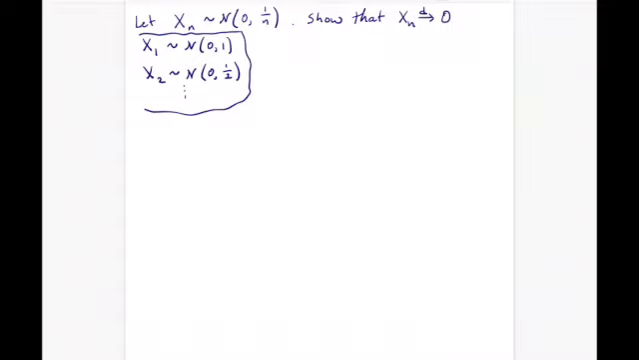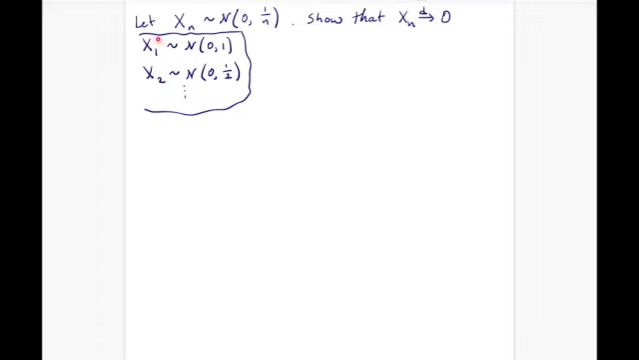So let's take a look at an example of convergence in distribution. Let's suppose that we start out with a sequence of random variables, xn, that are each normally distributed with mean 0 and variance 1 over n. In particular, think about what that means. This is an entire sequence where n starts at 1 and is sent off to infinity.